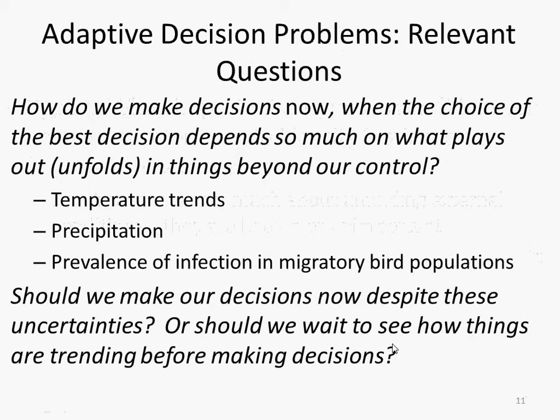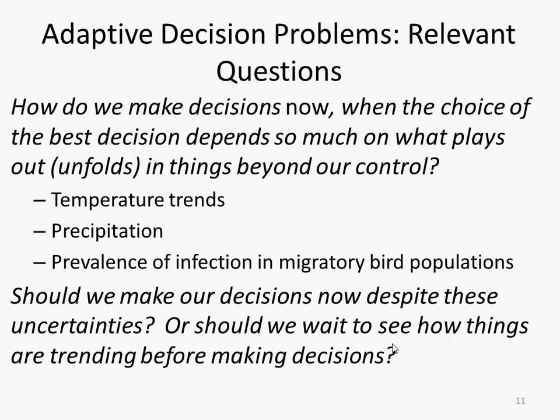So with these adaptive decision problems, we're trying to make decisions now where the choice of the best decision depends so much on what plays out in these things beyond our control. Temperature trends, precipitation, prevalence of infection, and migratory bird populations. We don't have control over those things. And so much of the implication of our choices depends on what these things are that we need to observe them.